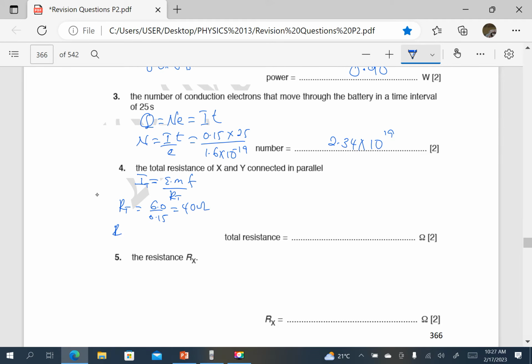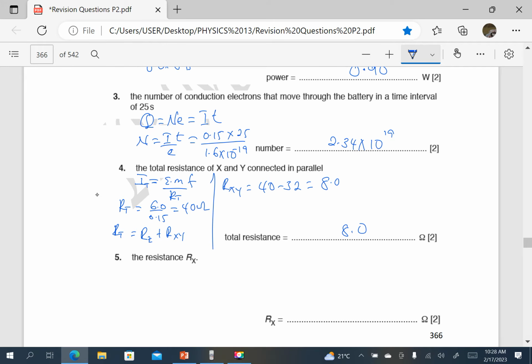But remember, total resistance is equal to resistance of Z plus the resistance of XY, which are in series. So that means resistance of XY is going to be 40 minus 32, which is equal to 8.0 ohms. That is the total resistance of X and Y in parallel.